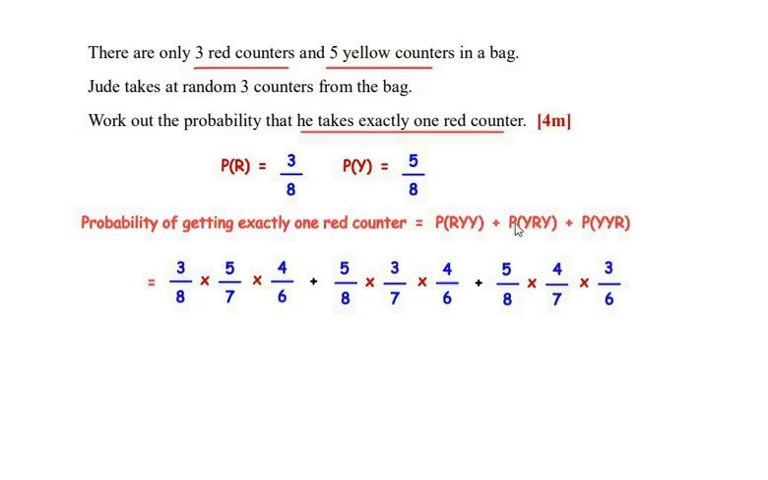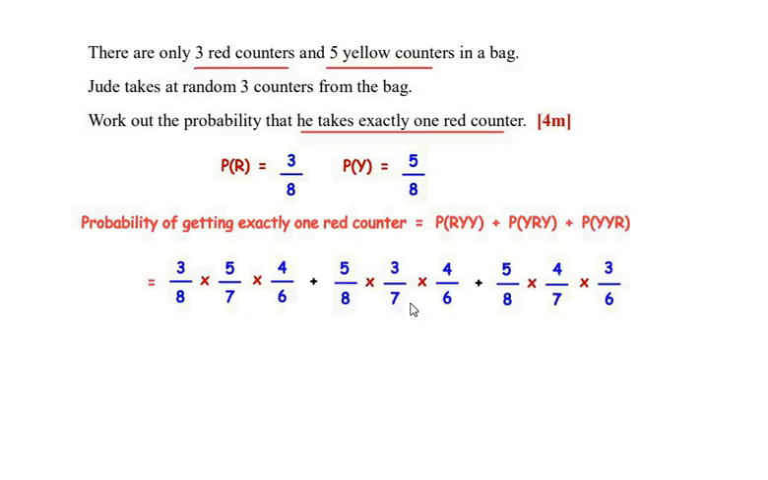Plus, now for the first pick, it is yellow, which is 5 over 8, times the second pick, which is red, so 3 over 7, times yellow again. One yellow has already been taken, so it will reduce by 1, giving us 4 divided by 6. Or for the third possibility, we have yellow first, that is 5 over 8, times yellow is already taken out, so one yellow counter will reduce, and for the second pick we get 4 over 7, times for the third pick, it is red, giving us 3 over 6. Now here if we see the numerators and denominators, all the 3 are the same.